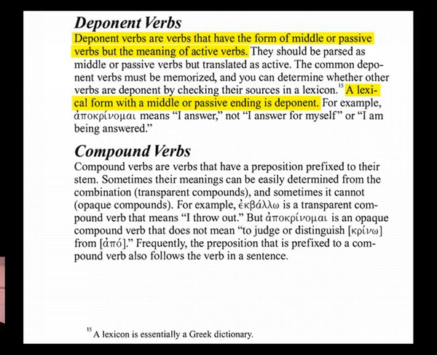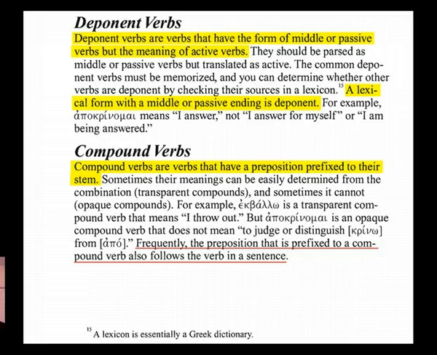Compound verbs. Compound verbs are verbs that have a preposition prefixed to their stem. So ekbalo is a compound verb. Ekbalo, I cast out. We call that a transparent compound because you can tell the meaning from the parts. Ek, out, balo, I throw. But there are opaque compounds, like in English, pineapple. You'd never figure out what a pineapple was by thinking about what a pine and an apple is. Apokrinome is an opaque compound, which means I answer. Doesn't mean to judge or distinguish from.